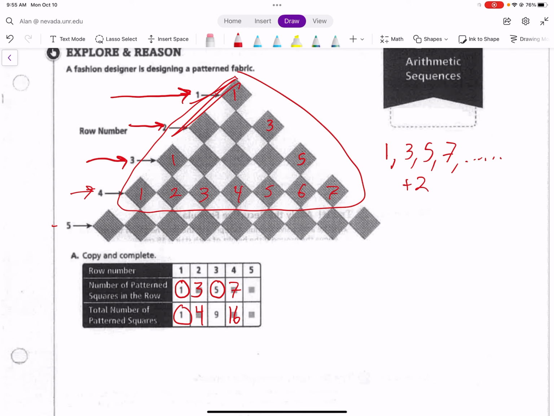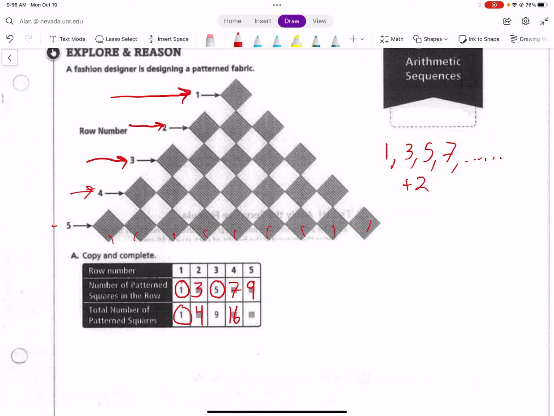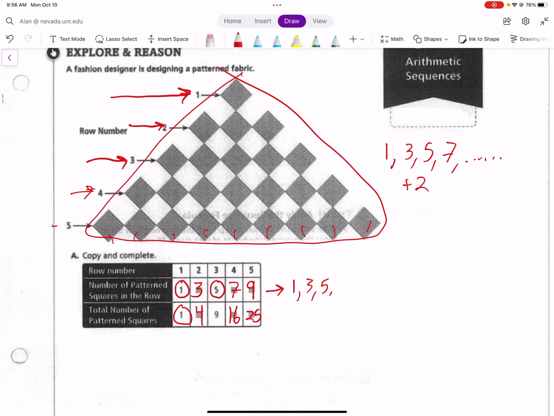And then finally, in our very last row, row 5, we have 1, 2, 3, 4, 5, 6, 7, 8, 9 pattern squares in that row, and the total of all the pattern squares in the entire picture that we see here is 25. So let's look for a pattern here. If we rewrote this, it would say 1, 3, 5, 7, and 9. This is a sequence that we just created. We're adding 2 each time. We add 2 to the previous number to get the current number.